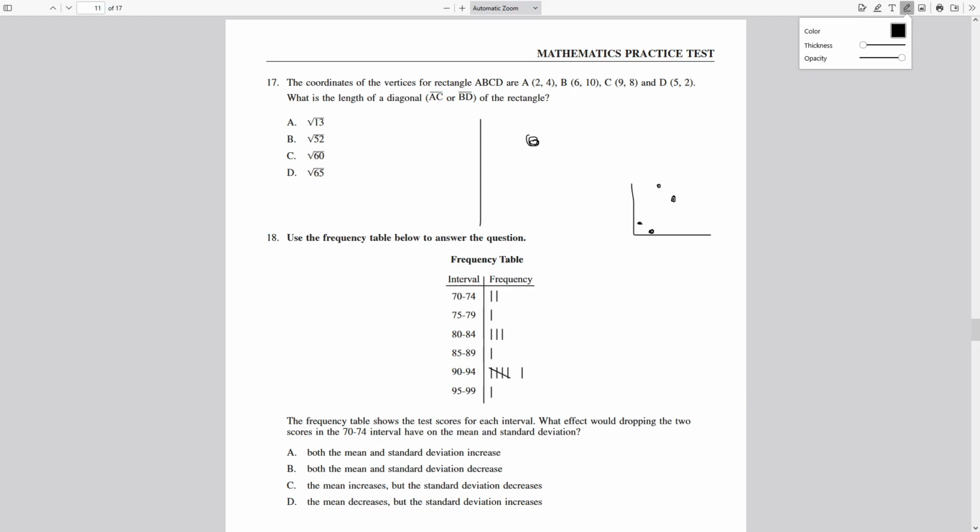The angle of AC, the length of a diagonal. So basically, this is what I'm trying to find.